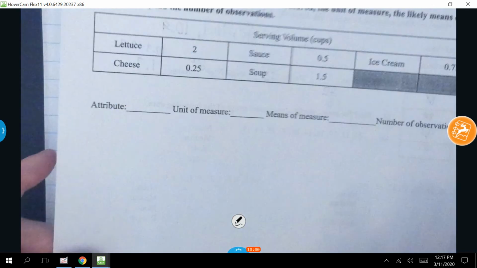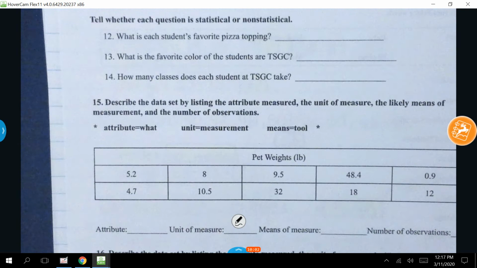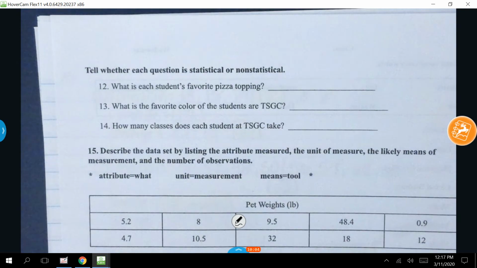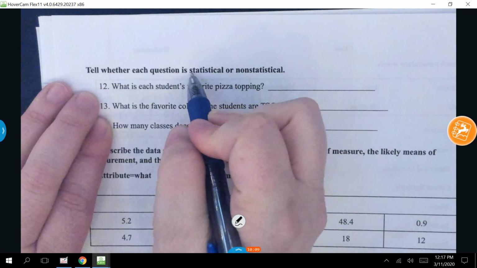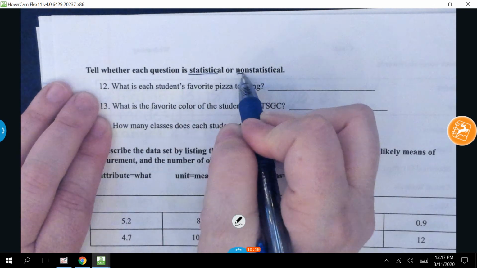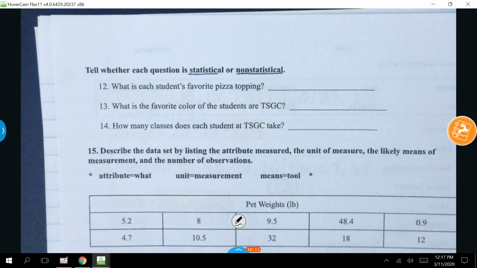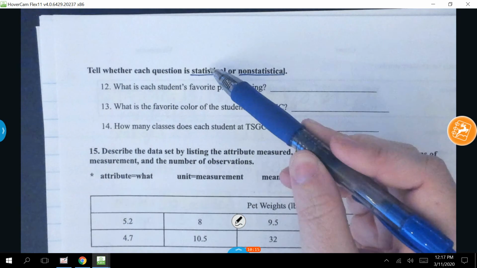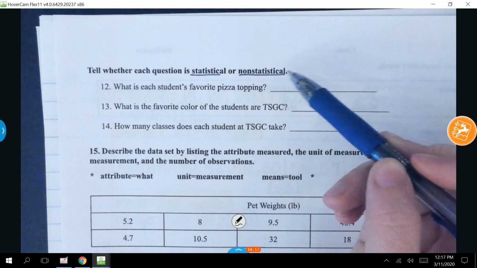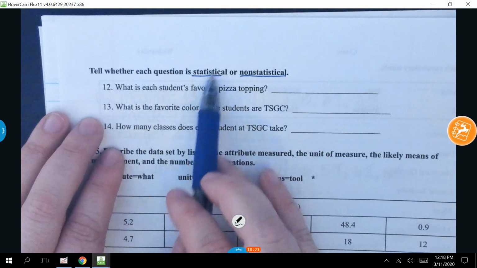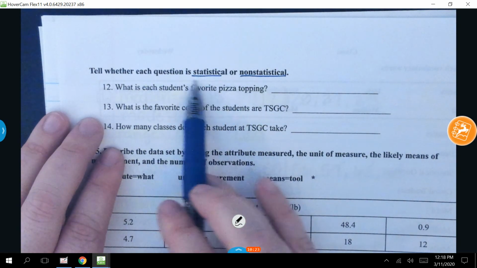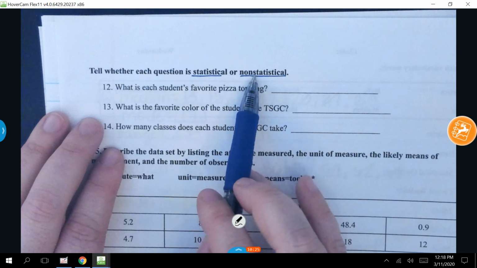All right, flip your paper over for me. All right, we've got some typos we need to fix. For real quick, here it says, tell whether each question is statistical or non-statistical. So instead of writing yes or no, you're going to write out the word statistical, or you're going to write out the word non-statistical. Remember, if it has a lot of answers, it's statistical. If it only has one answer, it's non.